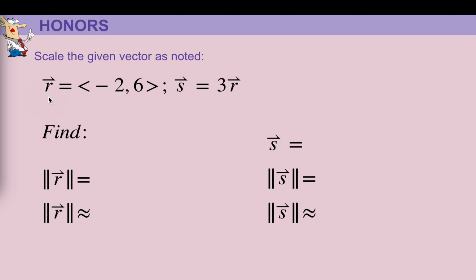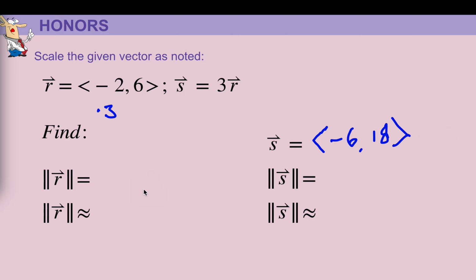So here's my example. R equals -2 and 6 is the component form. S is going to be 3 times that of R. Okay, so let's start out with doing the component form of S. So simply we take -2 and we times it by 3. So this would be -6. And then we times 6 by 3, which gives us 18.